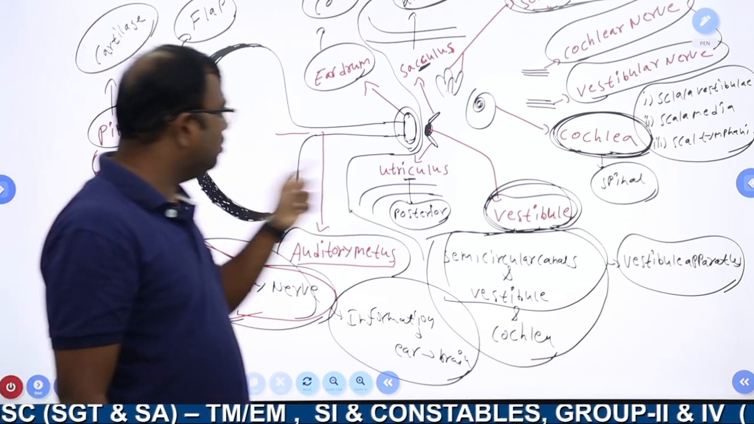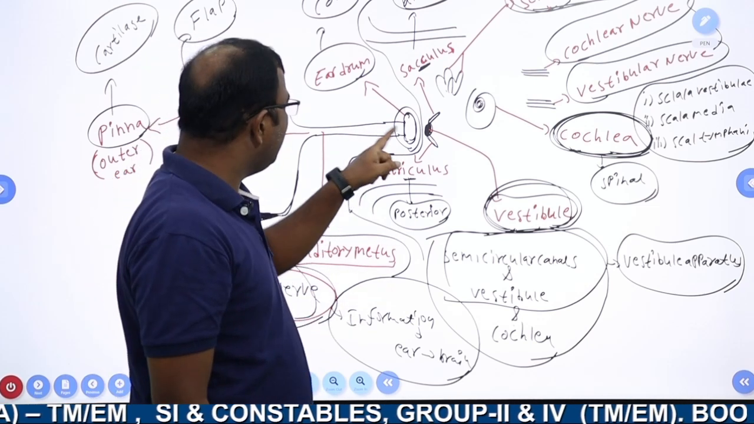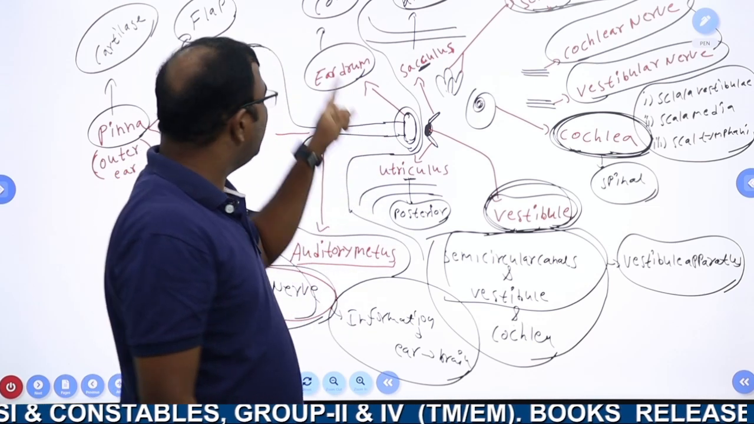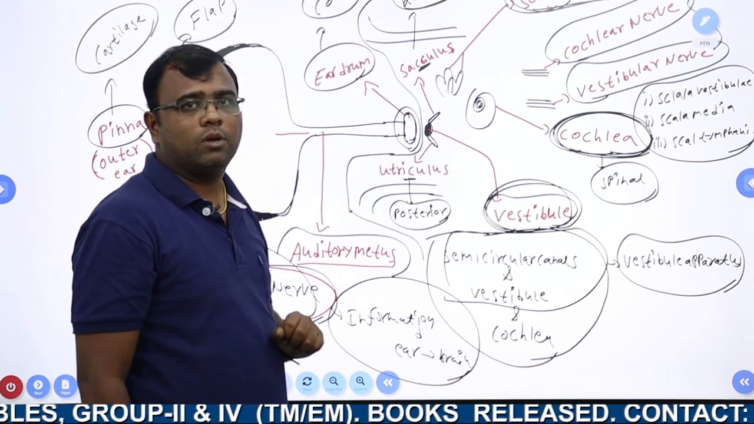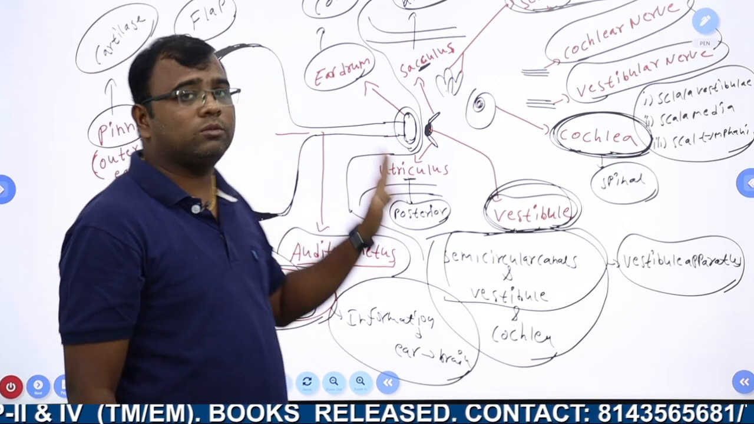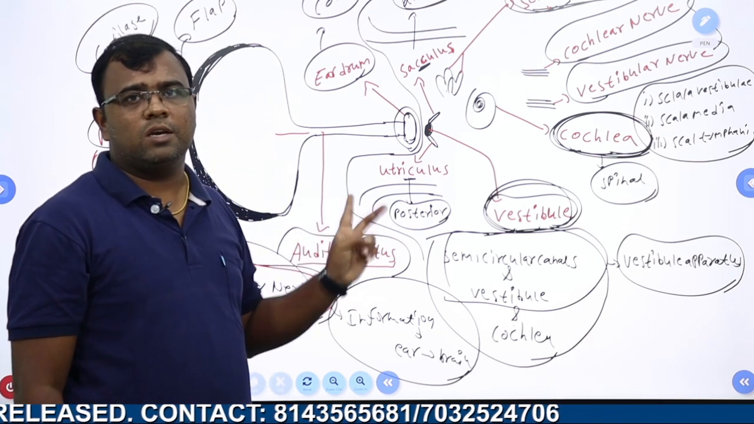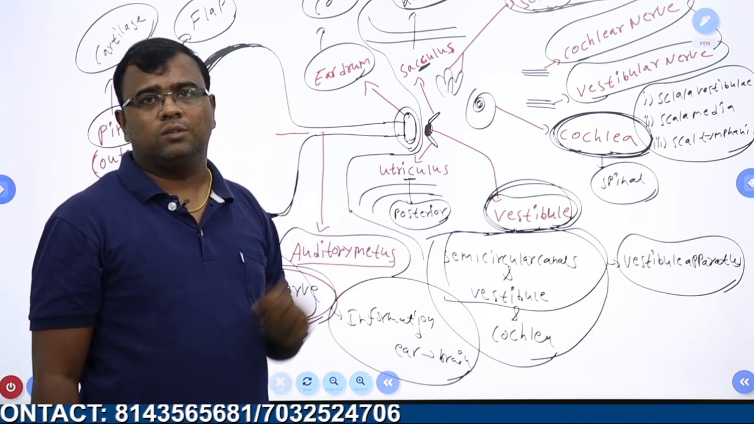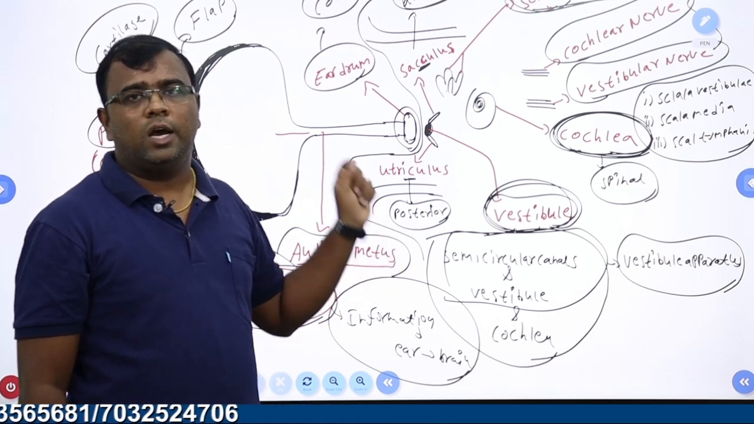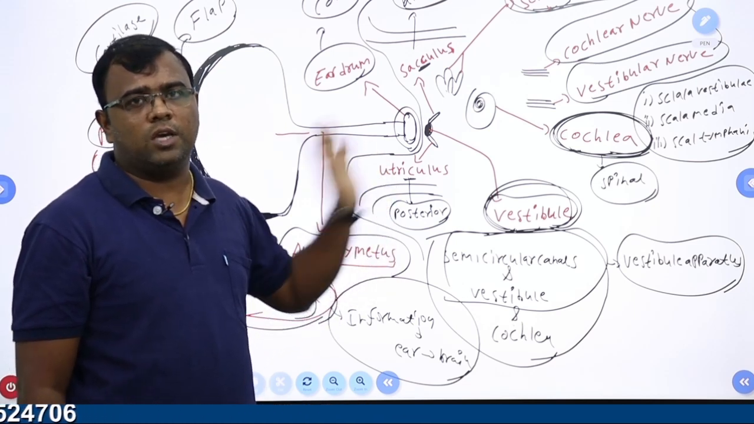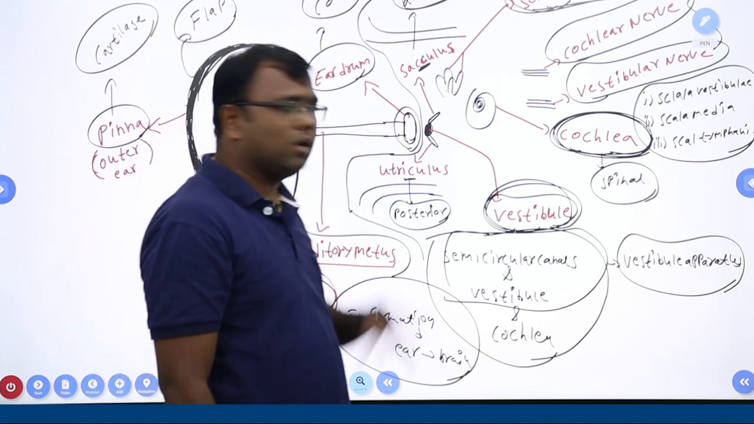And next goes to the middle ear. The middle ear has the eardrum. The eardrum is a cone shaped structure. Above the eardrum, three chain bones are present: the first one malleus, second one incus, third one stapes. These three chain bones are used to increase the sound intensity of the ear. And next goes to the inner ear.